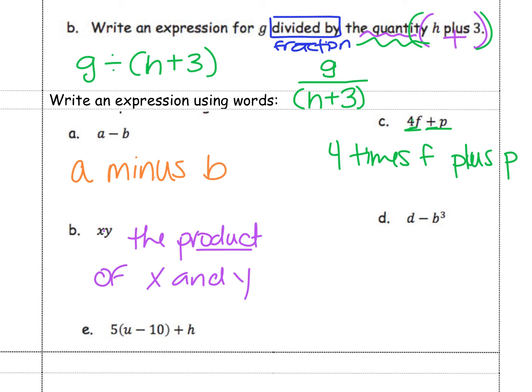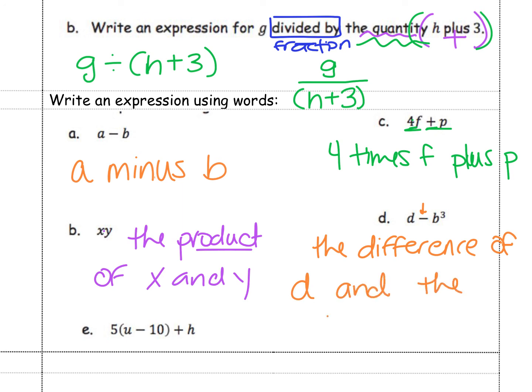D is a little tricky. I see it's subtracting, so that's good to know. Pick one of those words. So I could say the difference of, which means subtracting, the difference of D and the cube of B. When we have it to the third power, we use the word cubed, just like before when we said squared, it was to the second power.